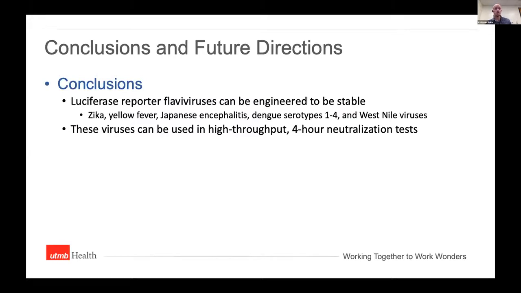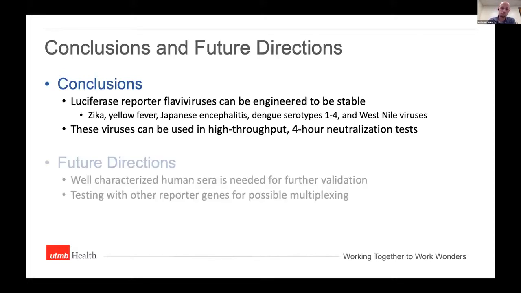So in conclusion, we have luciferase reporter flaviviruses that were stable up to 10 passages. We did this with Zika, yellow fever, Japanese encephalitis, dengue 1 through 4, and West Nile viruses. And these viruses can all be used in high throughput, rapid, 4-hour neutralization tests, which is a significant decrease in the time, whereas the normal PRNTs can take 3, 4, 5 days to complete.